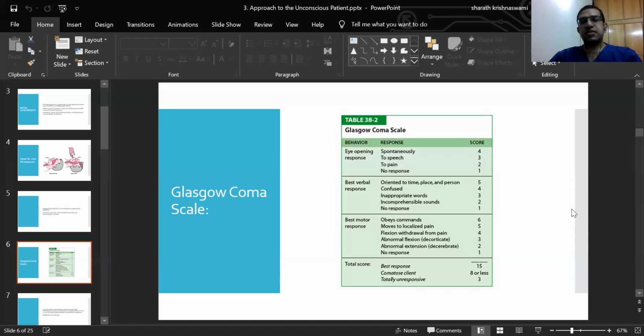The best response, for a person who is normal, is a GCS score of 15 out of 15. A person who's completely unresponsive is given a score of 3. And a person who is comatose is known to have a score of less than 8. Such patients are supposed to be intubated in order to give oxygen to their lungs and help them breathe.